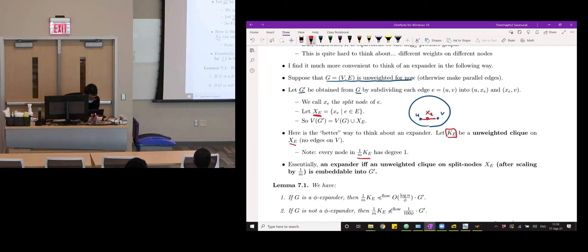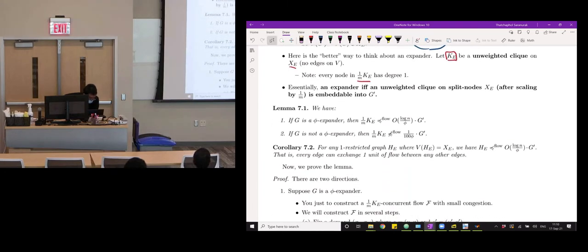And basically, what we want to show is that the graph G is an expander if an unweighted clique on split node E, after scaling by 1 over m, which is just 1 over m K_E, is embeddable into G prime, then G will be an expander. And this is if and only if.